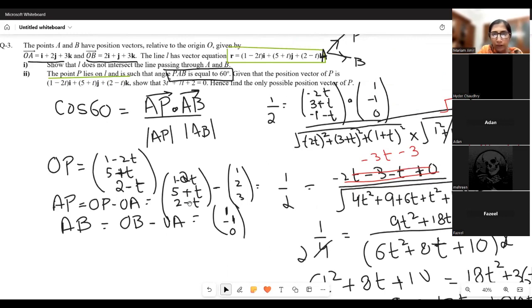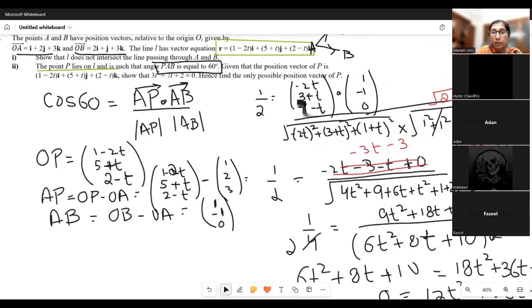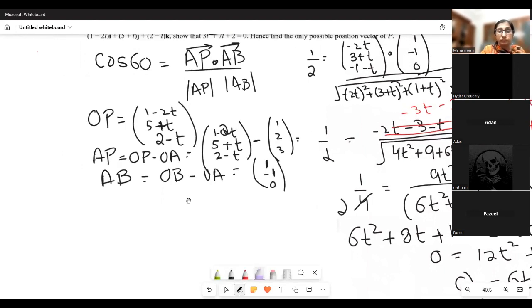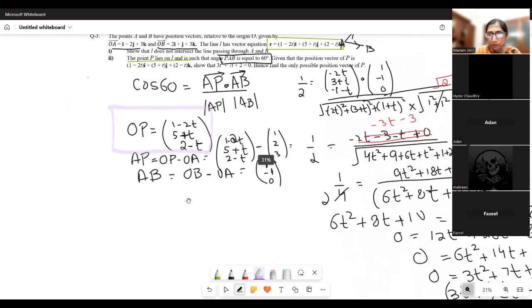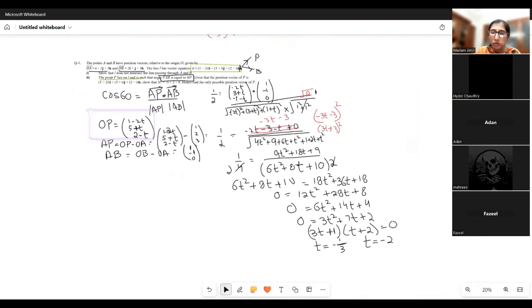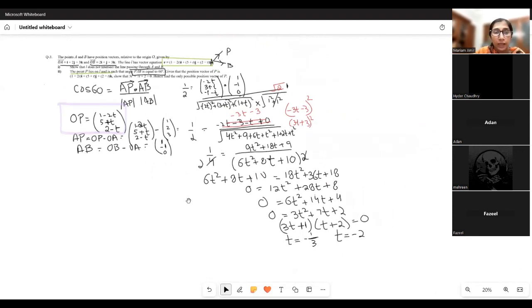यही पूछा है ना? Hence find the only position vector p. So where did OP go? Yes, here's OP. अब इससे तो दो values आएंगी OP की. So that means one of this t is correct and one of these t has to be rejected. अब ये कैसे करें? Let's go back, zoom out a bit. Okay. So which of this t is acceptable and which of this t is not acceptable?